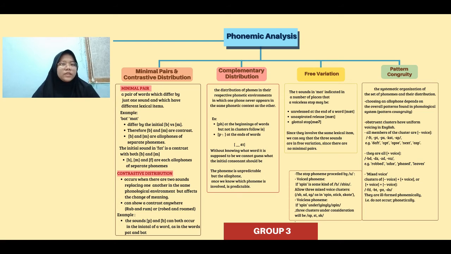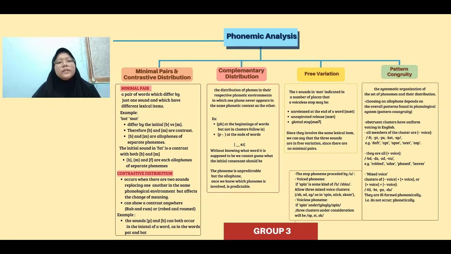Taking the P sounds again, we know that we find aspirated P sounds word initially and unaspirated P in clusters following S. Therefore, if we know that we are dealing with a P sound that is one of the set of allophones of P, we can predict which P sound will be pronounced in which context.